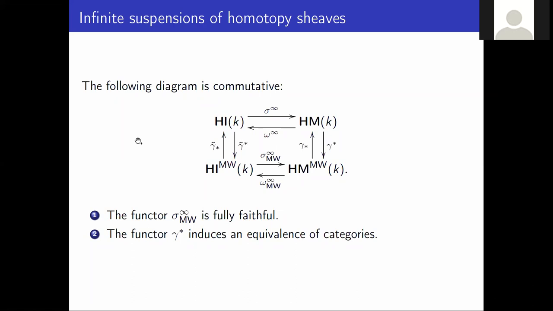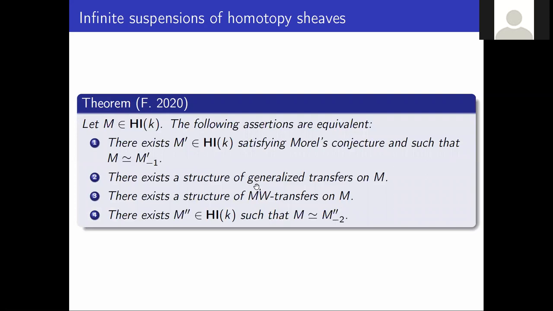This is what I did with the generalized transfers. So, if you consider a homotopy sheaf, then Milnor-Witt transfers and generalized transfers are all equivalent, and you can prove that it means that your sheaf is a twofold contraction of a homotopy sheaf. And moreover, if you assume that Morel's conjecture is true, then you could say that your sheaf is a one-fold contraction of a homotopy sheaf. So in particular, this is always the case with rational coefficients. Yeah. I see.